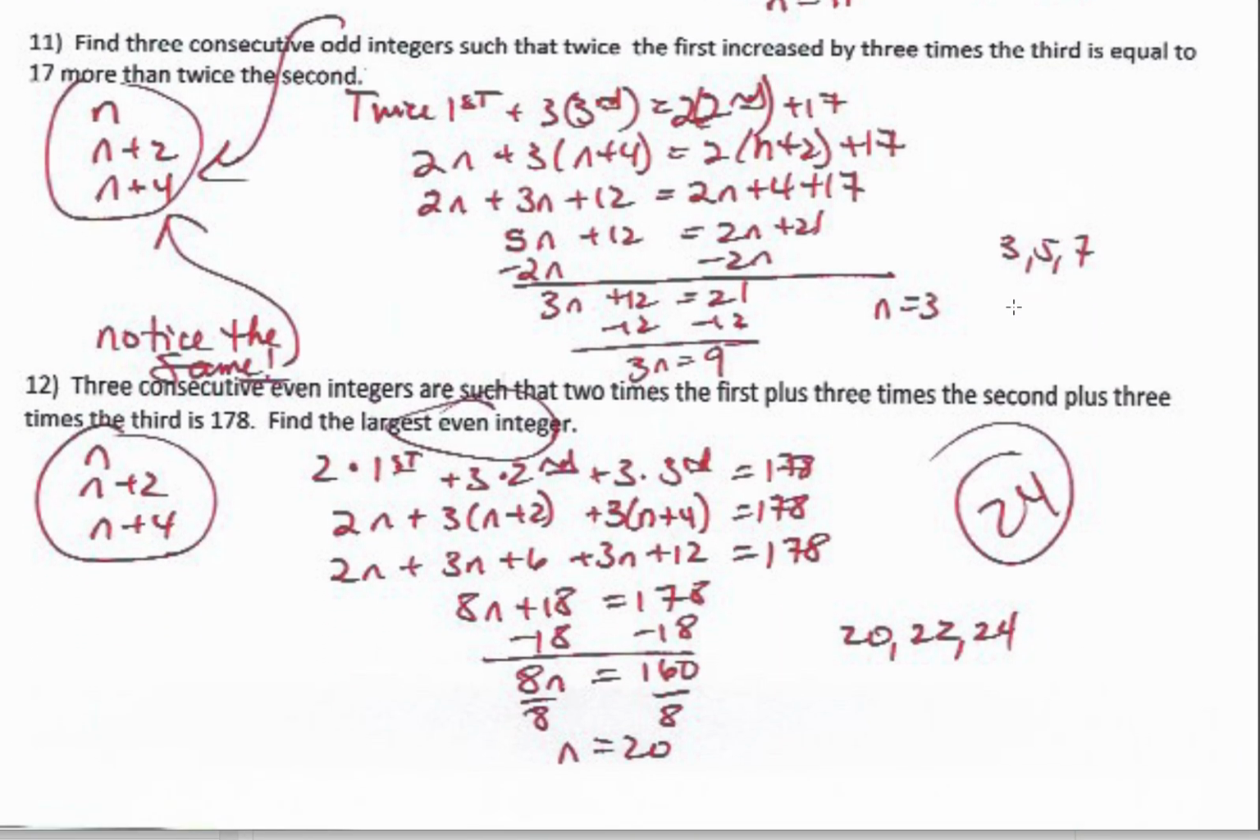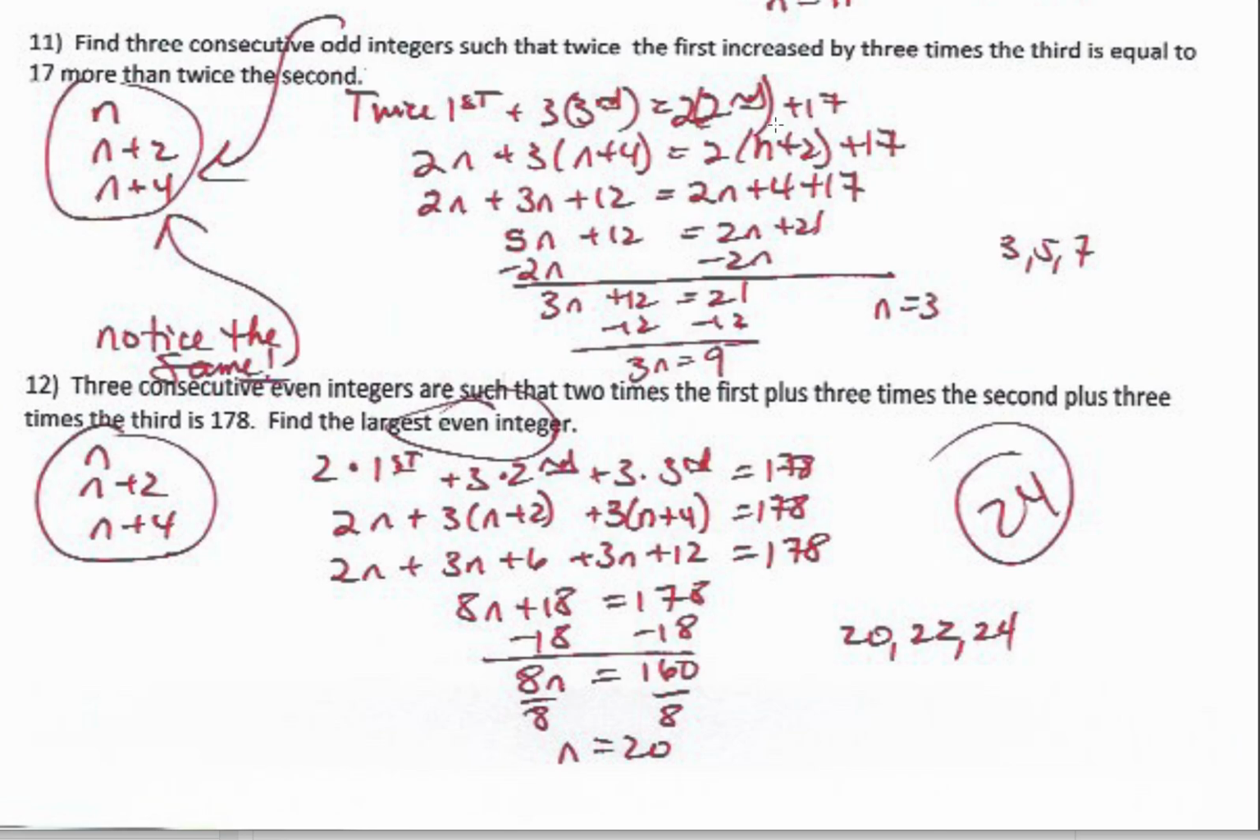Number 11, now they want 3 consecutive odd integers. And let me just pause, peek ahead to number 12. They want 3 consecutive even integers. The setups are the same, whether it's consecutive odd or consecutive even. Number 11, it says twice the first plus 3 times the third is 17 more than twice the second.